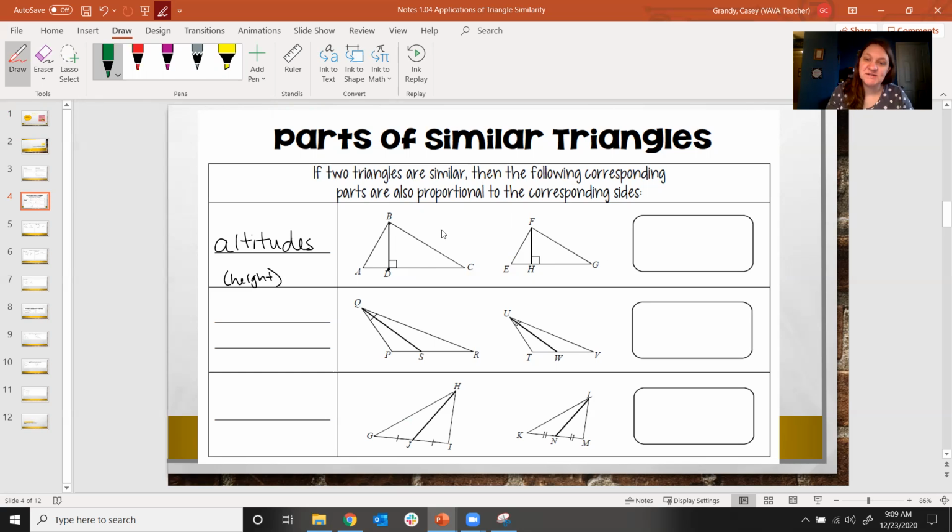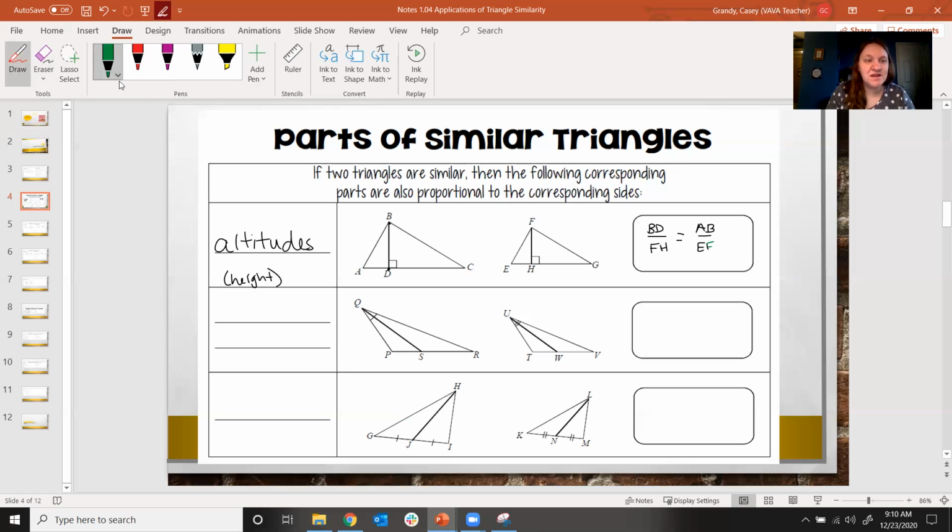If you have altitudes in your similar triangles, then you have some proportions that you can set up. I can say that BD corresponds to FH, which will be proportional to, we could say, AB and EF. Not H, silly me. So the altitudes can be proportional.